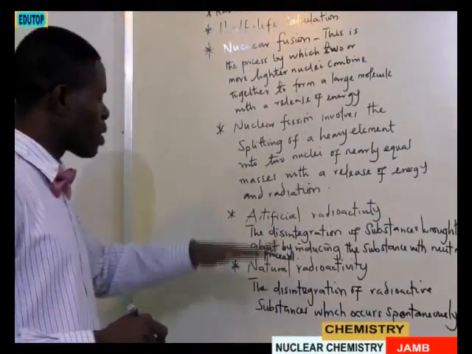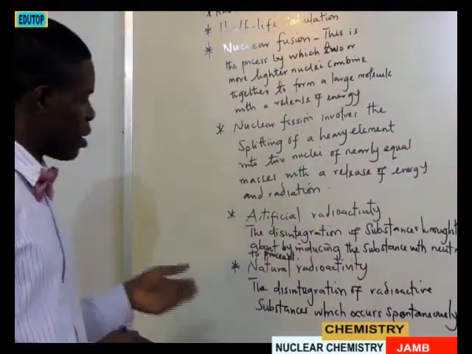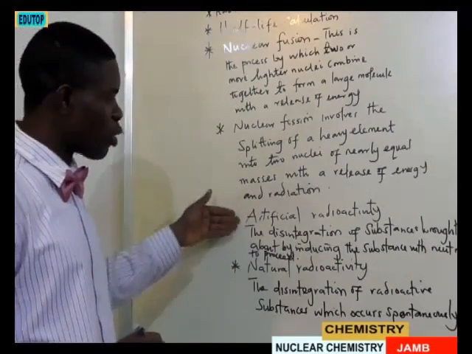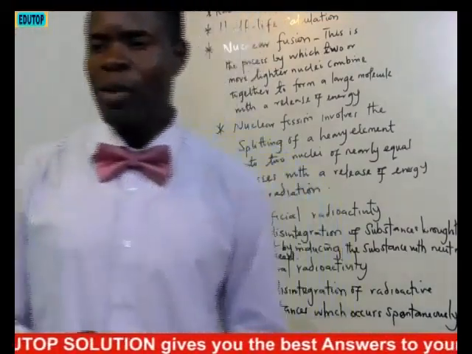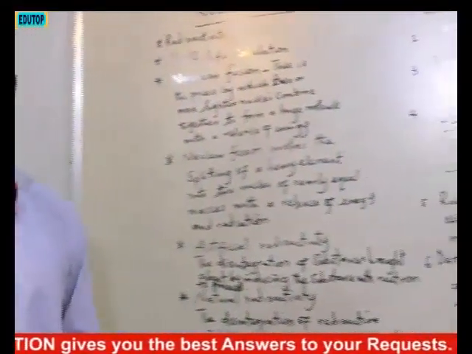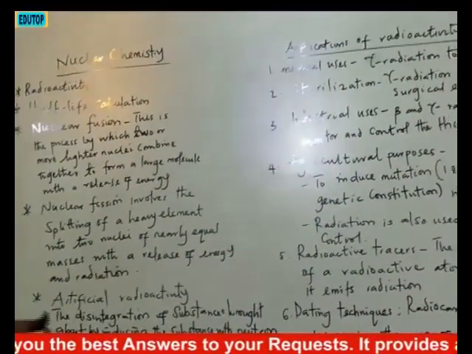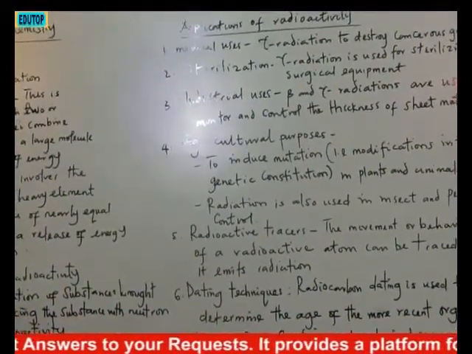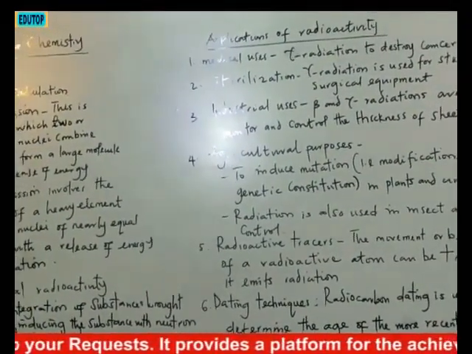Then we are going to talk about, I've elaborated on artificial and natural radioactivity. And the major difference is that this one is induced, it does not occur spontaneously, while this one occurs spontaneously. And also, I would like to talk about the applications of radioactivity, because radioactivity has diverse applications which are of significance in medicine, industries, agriculture, and the likes.